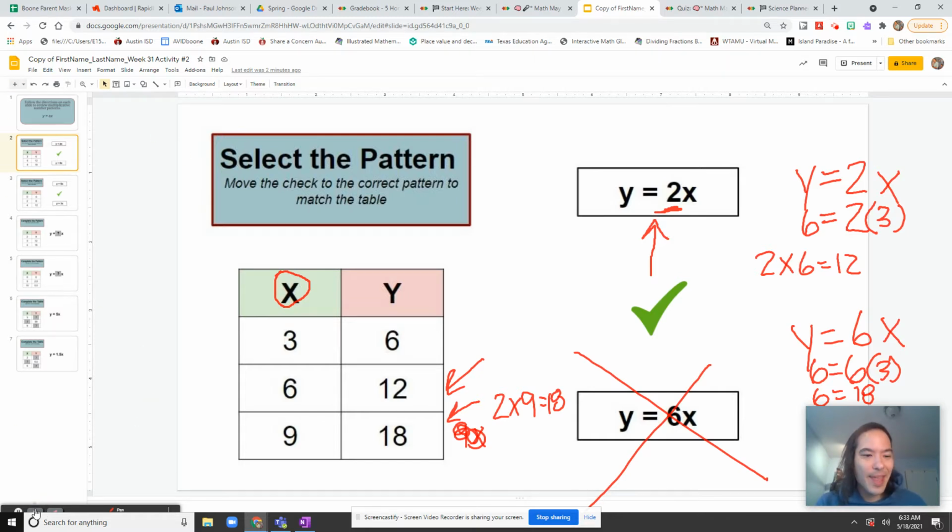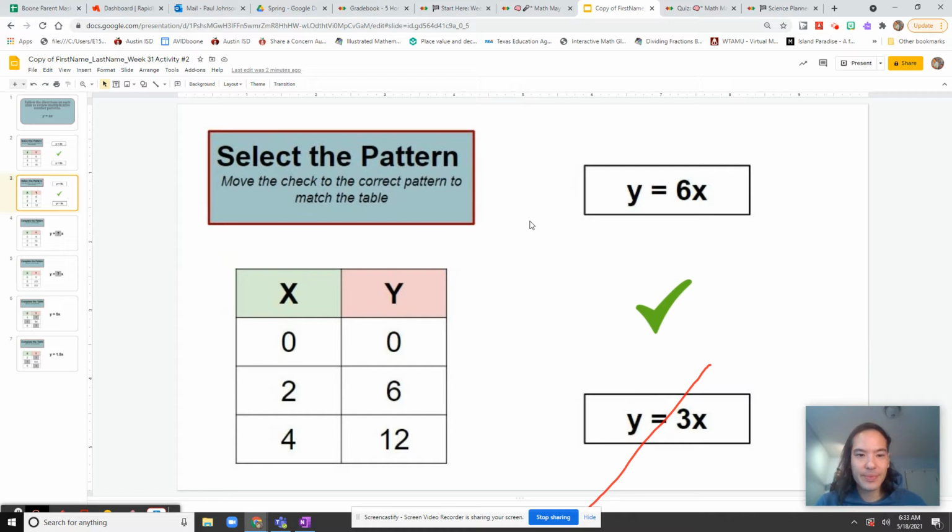All right, next page. We have our first line will not tell us a rule at all. Let me clear this out real quick because that's not what I needed to do. Clear screen. Okay. So select the pattern. So the first line doesn't tell us anything because if you plug in 0 on both of these, y equals 6 times 0. Yeah, 6 times 0 is 0. So we can't tell. Y equals 3 times 0. 3 times 0 is 0. So with this first line, we cannot tell the rule. We have to move to the second line.